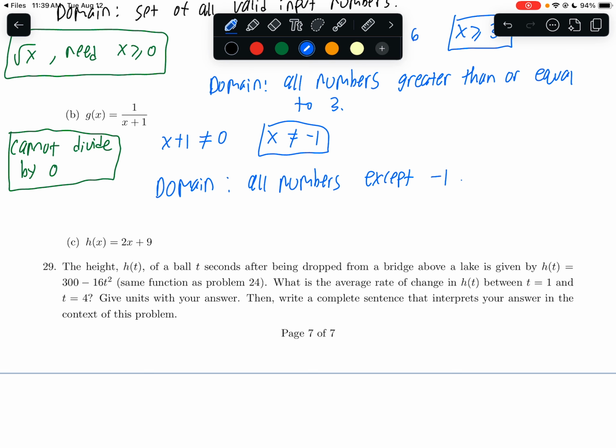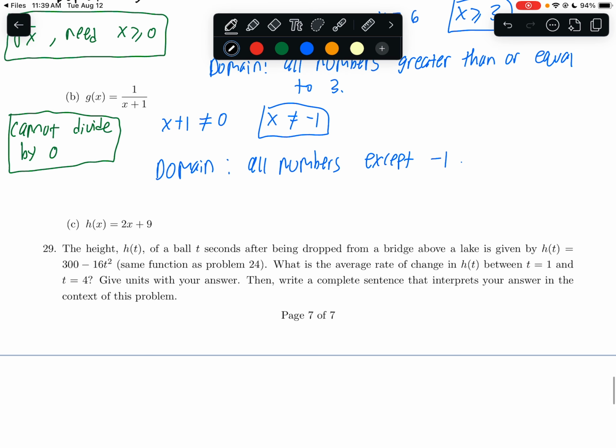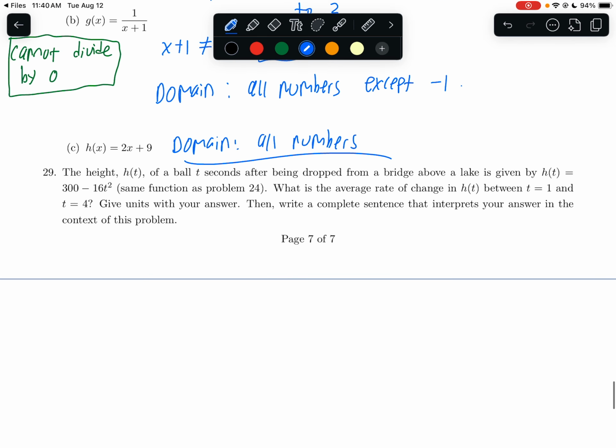Okay, now for the last one, are there any issues with this function? And the answer is no, right? Any number that I want, negative, 0, positive, a fraction, a whole number, I can multiply it by 2 and I can add 9. Nothing will break. And so the domain is the biggest that it possibly can be. It's just all numbers because nothing breaks it. The function is very well behaved.